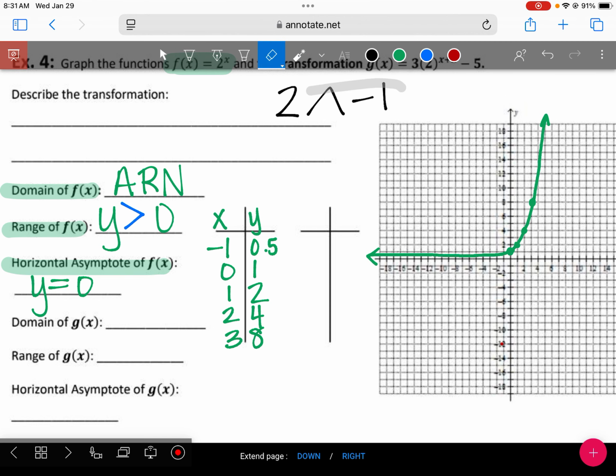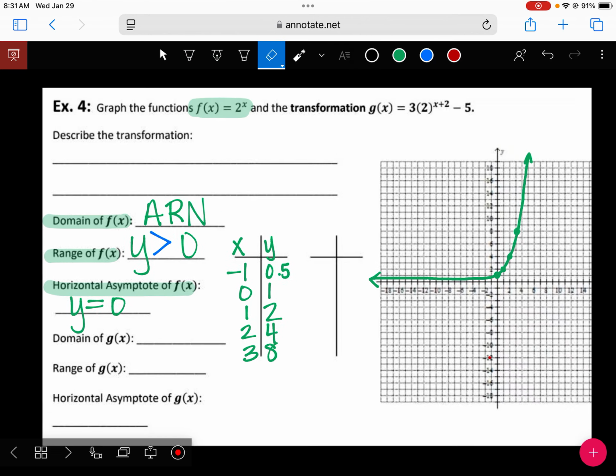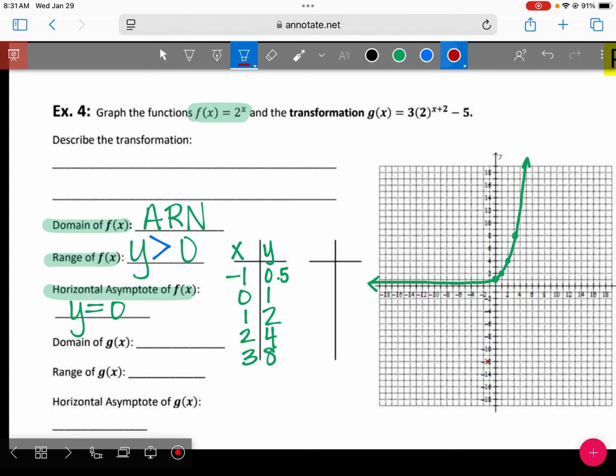So now that we have our parent, we're going to do some transformations, just like we did on our test yesterday. So this is my parent, this is my transformation. So the A value, A is 3, which is going to make this graph stretch. The H value is in the exponent and you flip the sign.